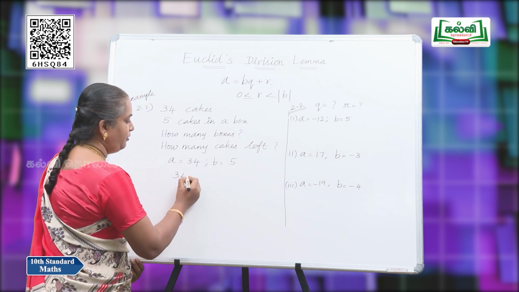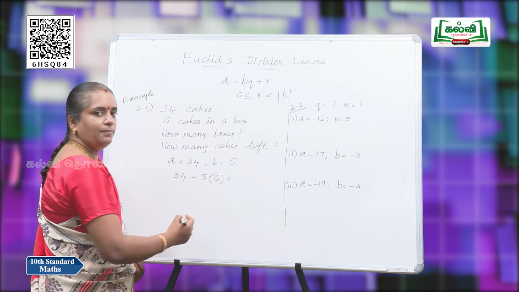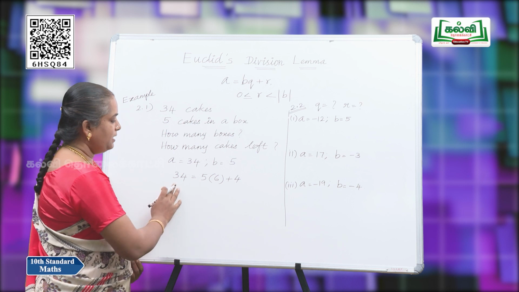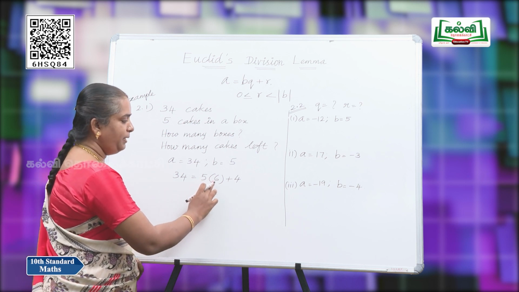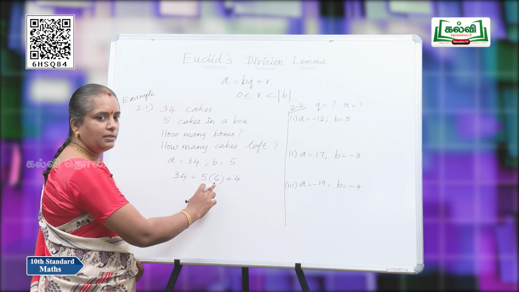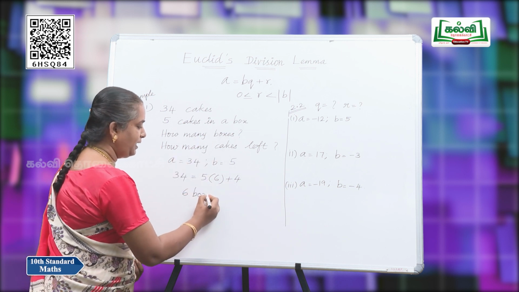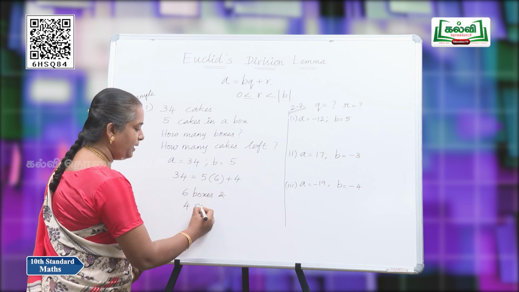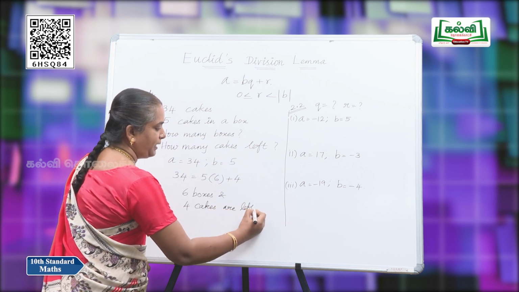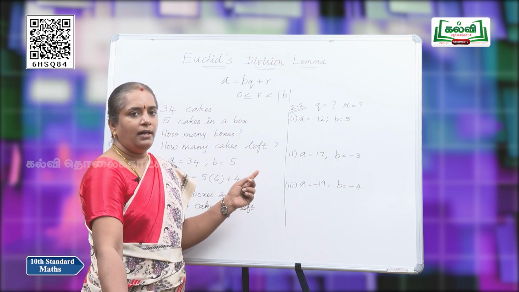So, we are going to write in the lemma statement, that is, we divide 34 by 5. If you divide 34 by 5, we say that 5 into 6 is 30 and 4 will be the remainder. So, 5 into 6 plus 4. So, this is in the form a is equal to bq plus r, where q is the quotient, which is 6. So, there should be 6 boxes. So, 6 boxes will be there and 4 cakes will be left over. 4 cakes are left without packing.